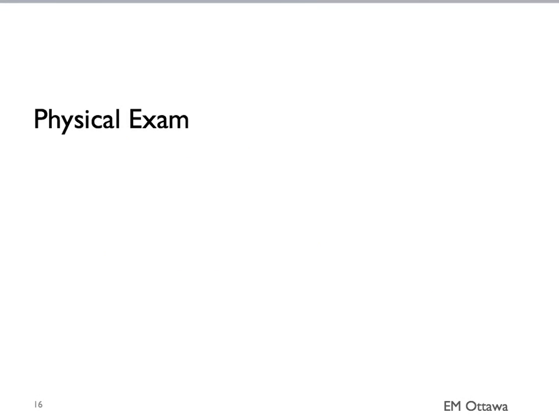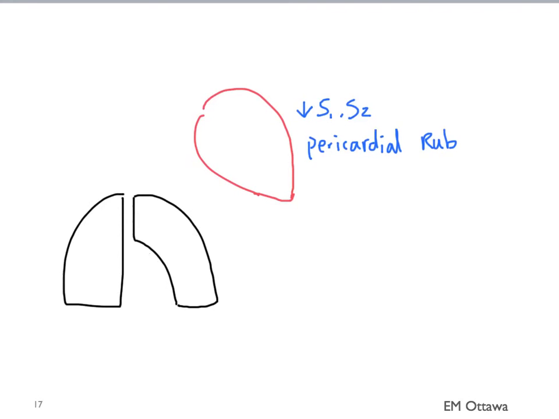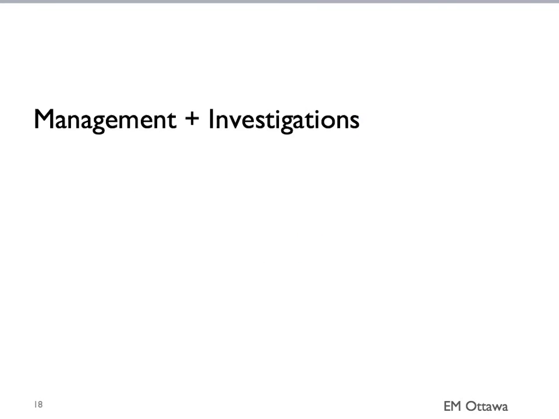What are we looking for on physical examination? For the cardiac exam, you want to listen for S1, S2. Decreased heart sounds can happen in patients with pericardial effusion. You might hear a pericardial rub in patients with pericarditis. For the lungs, we may hear decreased breath sounds in patients with pneumothorax. Once you've done a history and physical, you should have a better idea of which deadly diagnosis you're most worried about. From that point on, you can then decide on the specific investigation and management.